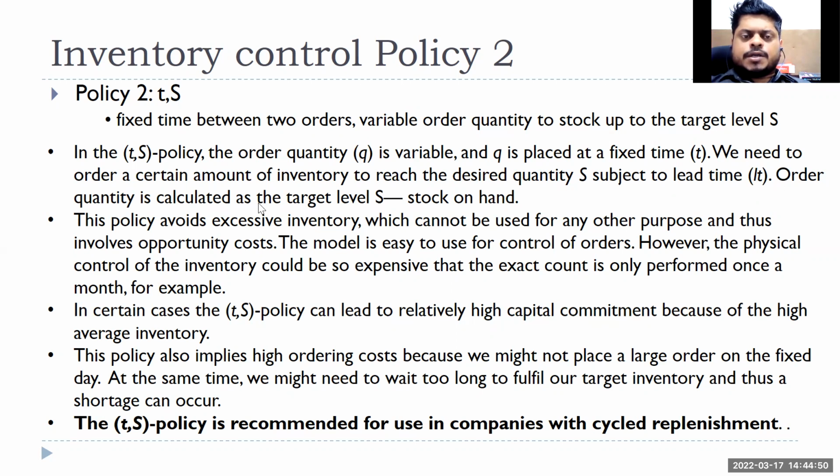Subject to lead time, order quantity is calculated as the target level minus stock on hand. That is what you want to keep. Obviously, it avoids excess inventory. So you always try to maintain that inventory. The model is easy to use for control of orders. However, the physical control of inventory could be so expensive that exact count is only performed once a month, for example, right? Because you have to have a track record, right?